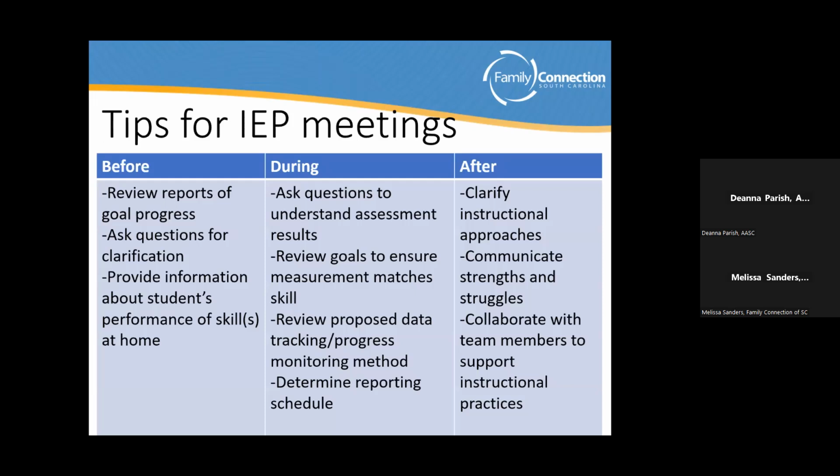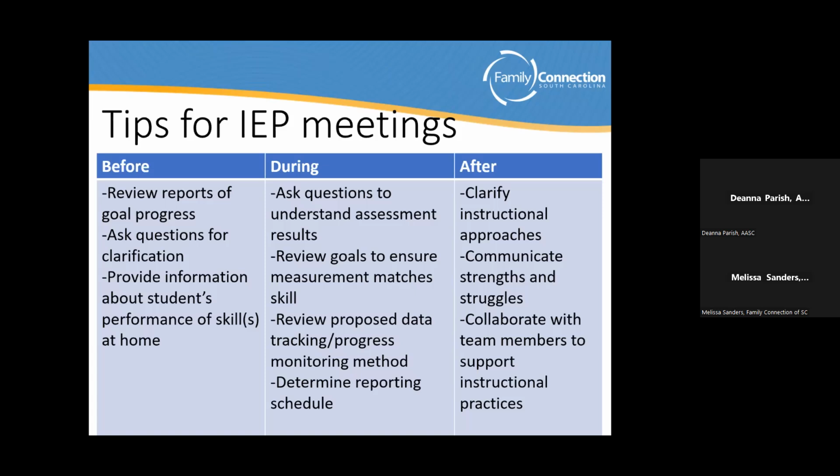Some tips for IEP meetings. I have some before, during, and after here. Like I said, it is a continuous cycle, but before, you want to know when to expect those progress reports and review those when you get them. Do you know what it means? Is the progress report clear? Make sure you ask any questions for clarification if you're not sure what minimal progress or adequate progress is. Do you have exactly what you need to know?